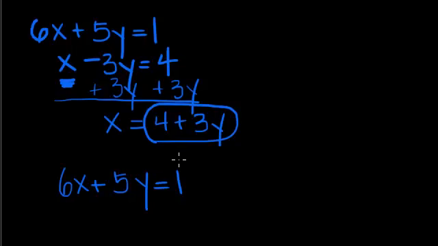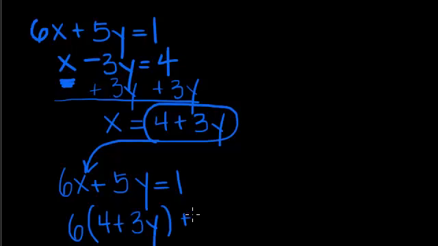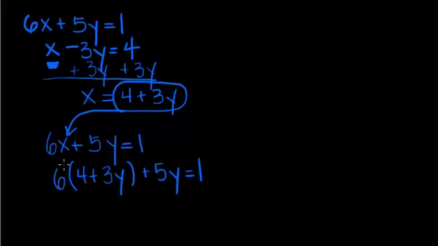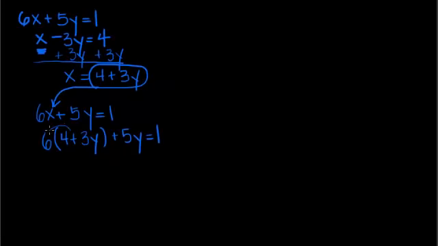As the name of the method suggests, what we are going to do is substitute the expression for x that we just found, 4 plus 3y, in place of the x in the other equation. 6 times (4 plus 3y) plus 5y equals 1. This yields an equation in terms of only one variable. So now what I will do is use my algebra skills to solve for this variable.